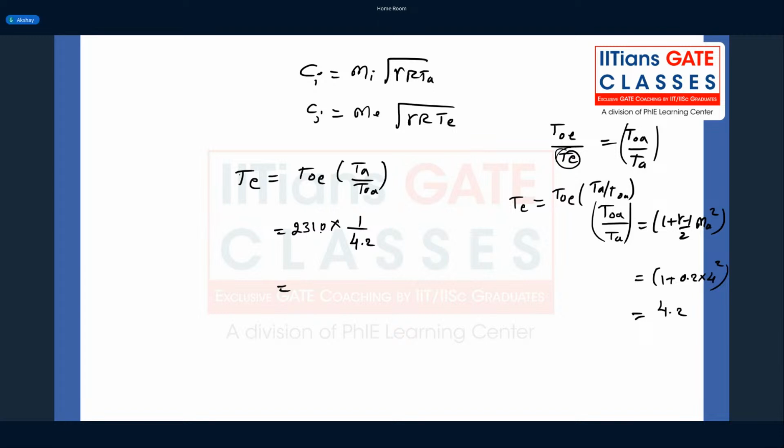So you can get the exit temperature value and substitute back to get the Cj, because Mi is equal to Me. So Me is 4, and Cj is Me times the speed of sound. You can always get this one.